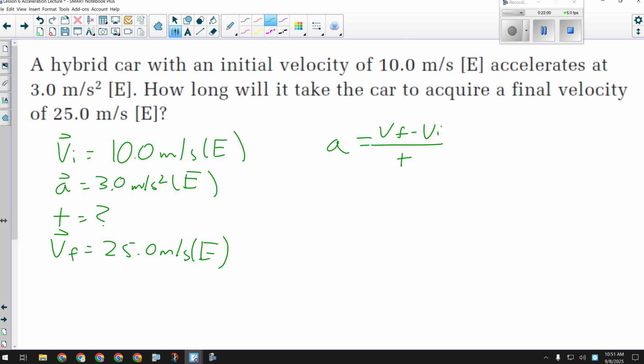Multiply it over to the other side. Okay, so I multiply both sides by t. What do I do with a? Divide. All right, so now I've done my manipulation.